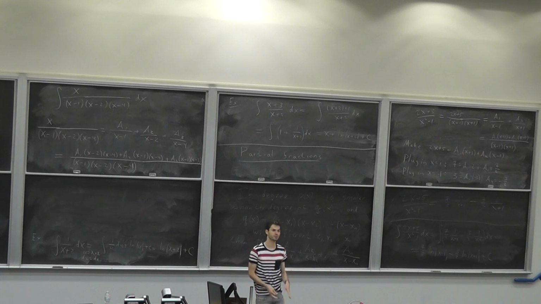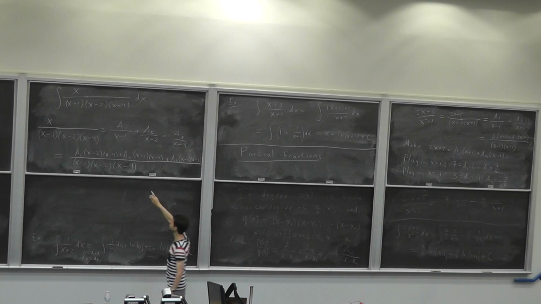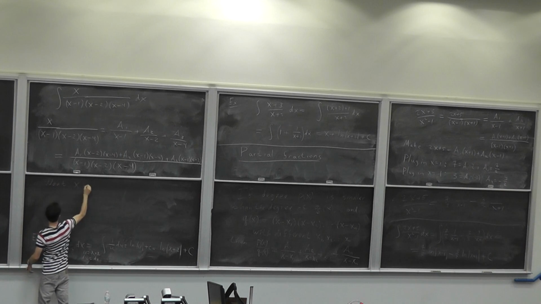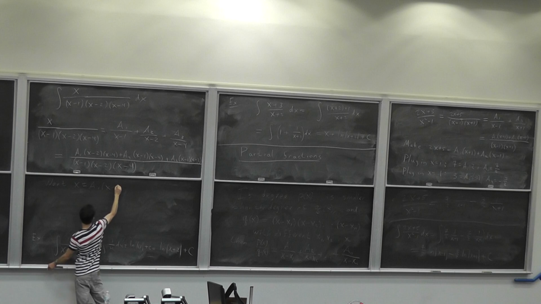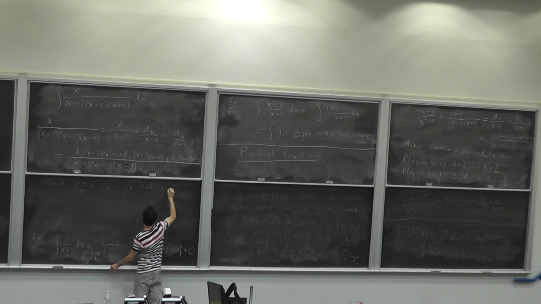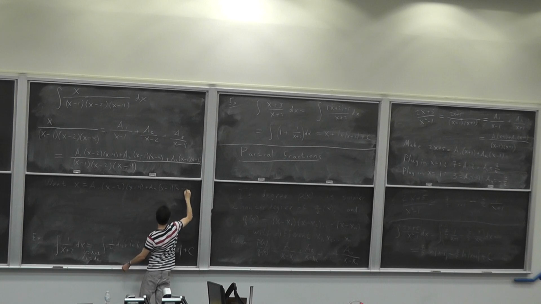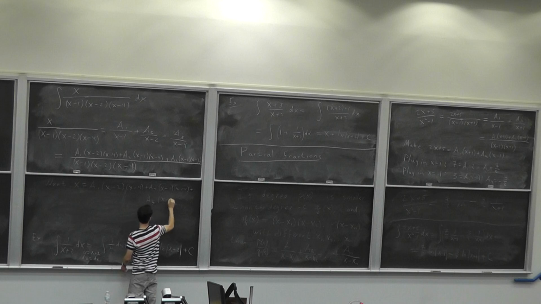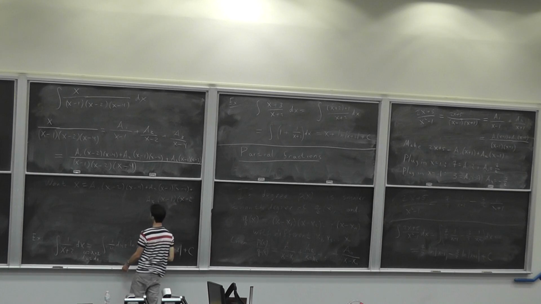The numerators must be made equal. So we want x to be A1 times x minus 2, x minus 4, plus A2 times x minus 1, x minus 4, plus A3 times x minus 1, x minus 2.